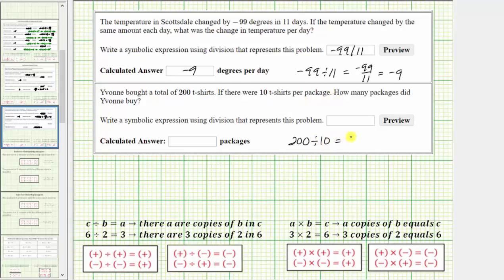We can also write this as a fraction, 200 over 10, which is equal to +20. The symbolic expression is 200 / 10. The calculated answer, or the quotient, is 20, which means Yvonne purchased 20 packages.